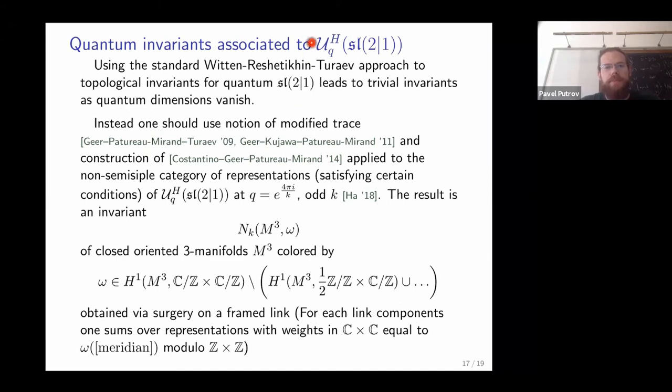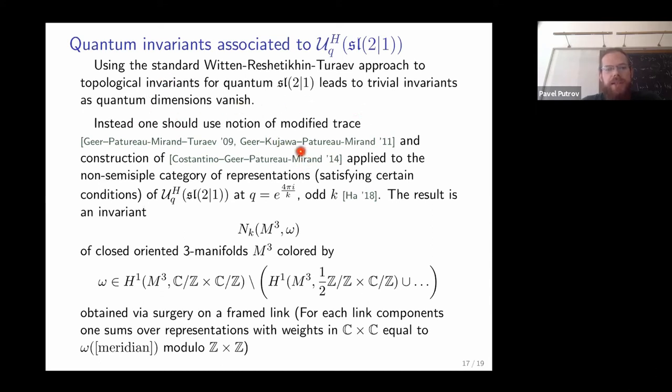Now I want to say something about the relation to certain quantum invariants known in the mathematics literature, associated to quantum SL(2|1). First, it is known that if one tries to use the standard Reshetikhin-Turaev construction to get topological invariants for quantum SL(2|1), this actually leads to trivial invariants, in particular because the quantum dimension will vanish. So one has to do something different, and in particular one can use the notion of a modified trace, which makes the quantum dimension non-trivial.